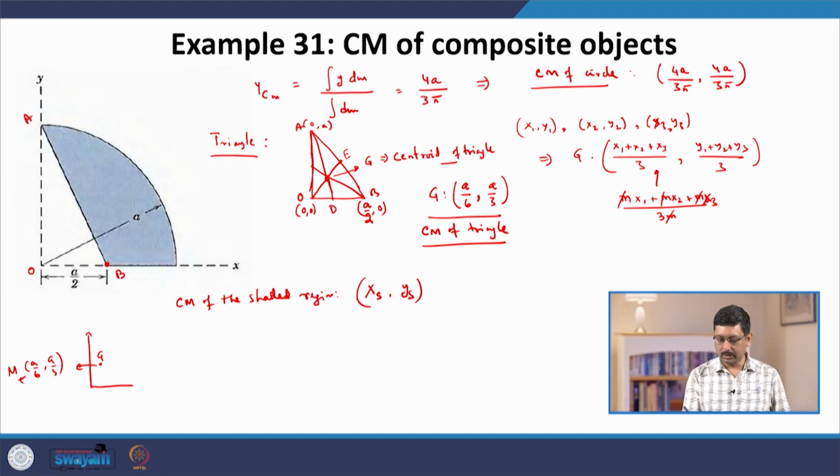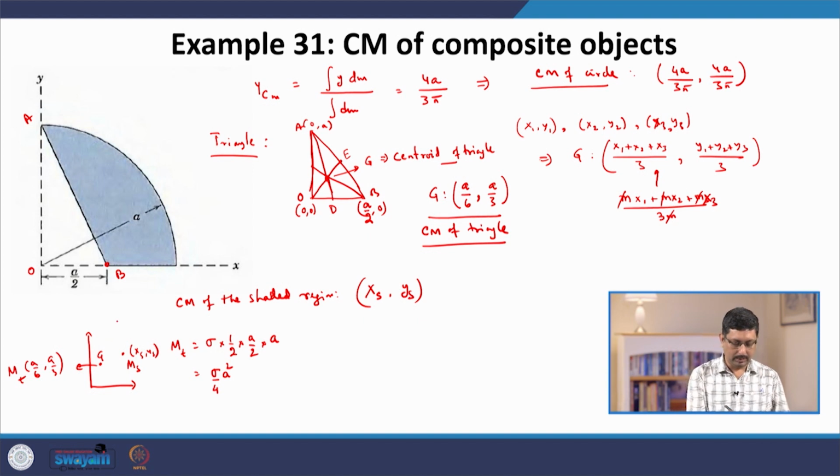How much is the mass of the triangle with the same density? That is easy to find. It is the density times the area of the triangle, which is half into base into height, which gives sigma a square by 4. Similarly, we are going to put the shaded region. We do not know its location, but let us assume it is here. This is the position xs and ys, and this has some mass, the mass of the shaded region.